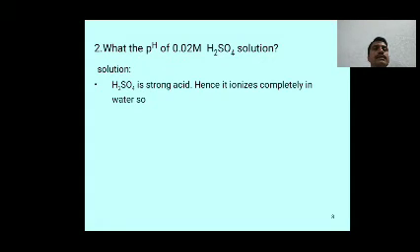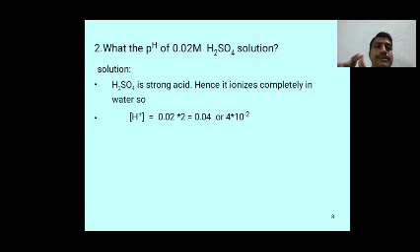H2SO4 is a strong acid, it ionizes completely in water, so it is a diacidic substance. It releases 2 H+ ions in aqueous solution. For the pH value calculation, we use the formula: 0.02 × 2. The 2 indicates the number of protons released from the substance. Therefore 0.02 × 2 is equal to 0.04 M, that is equal to 4 × 10^-2 M.